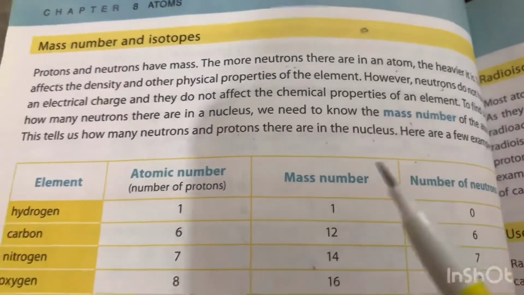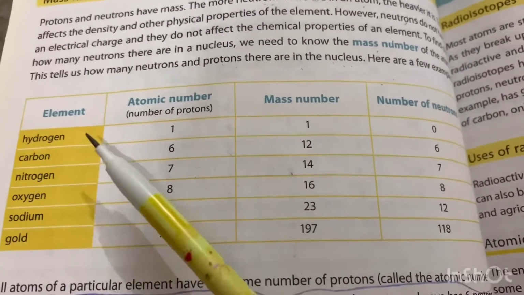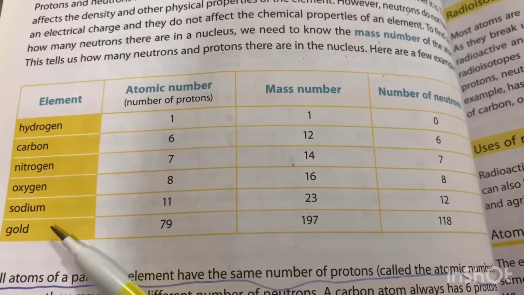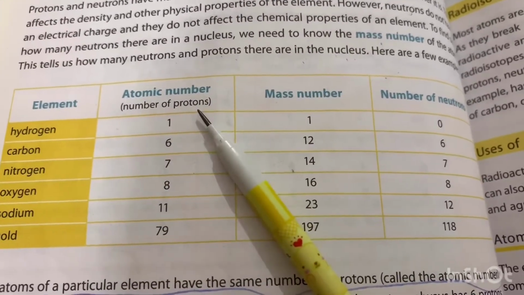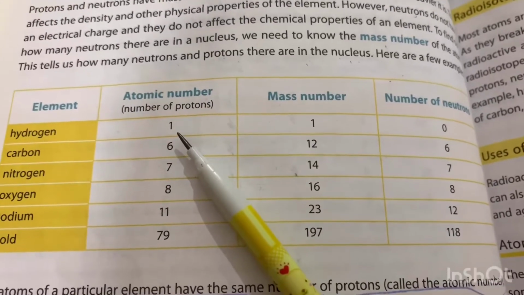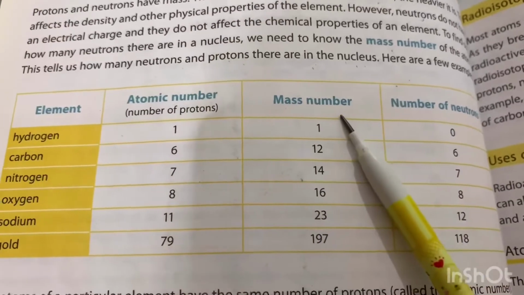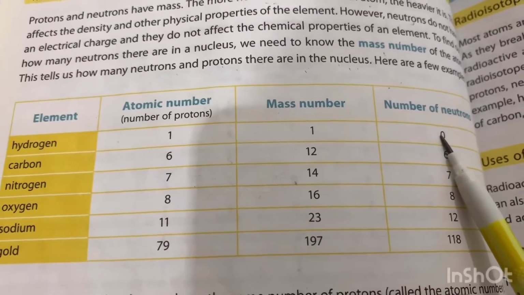So here are a few examples. If you look at this table, they've mentioned some elements like hydrogen, carbon, nitrogen, oxygen, sodium and gold. Their atomic number means the number of protons. So hydrogen has 1 proton, the atomic number is 1, and its mass number is given as 1. So its number of neutrons will be 0.